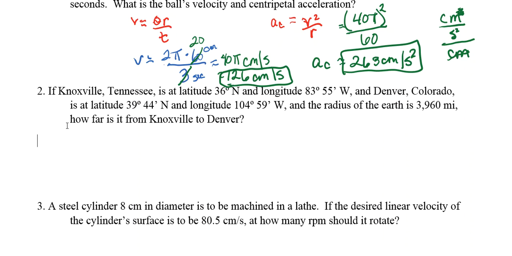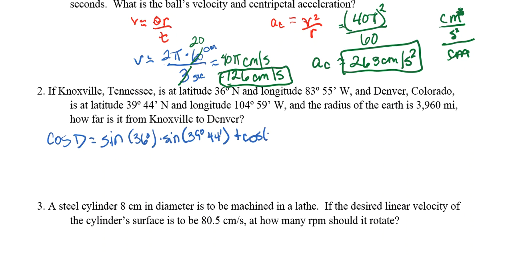So I'm looking for the distance. Cosine of D, D is what I'm looking for, is sine of the first latitude, 36 degrees, times sine of the second latitude, 39 degrees 44 minutes. Now I'm going to add the cosine of the first latitude times the cosine of the second latitude, 39 degrees 44 minutes.